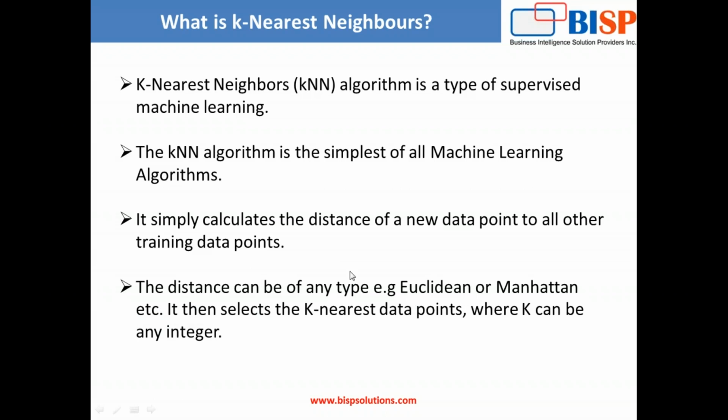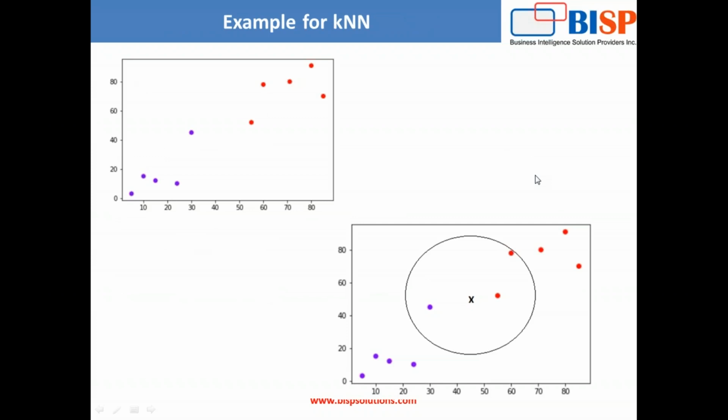So let's try to understand what exactly K is, and then we'll talk about the pros and cons. And finally, we would be moving on to designing and implementing the KNN algorithm in Python. The intuition behind the KNN algorithm is that it is one of the simplest of all supervised machine learning algorithms, and it simply calculates the distance of a new data point to all other training data points. And as I mentioned, it assigns the data point to the class to which the majority of k data points belong.